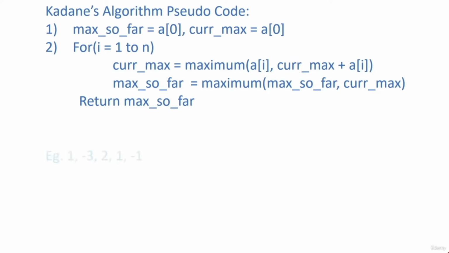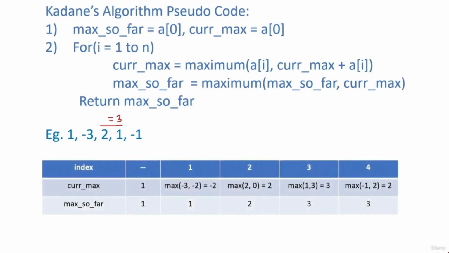Let's consider an example. Here we are given an array of 5 elements, and in this array, if we observe, we can see that the elements 2 and 1 constitute a sum equal to 3, which is the maximum sum in this array. Now how can you find it? If we apply Kadane's algorithm here and try to dry run the code, you can get a table like this, in which we have initialized current max and max so far with 1, which is the first element of the array. We are running the for loop.